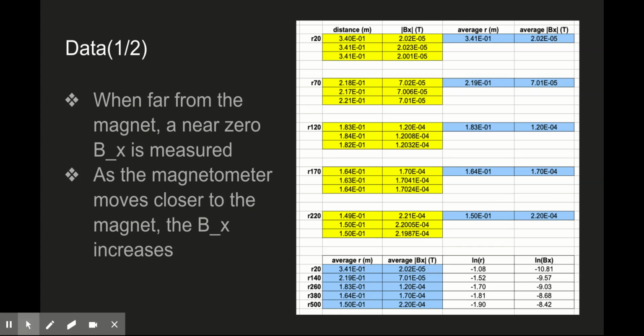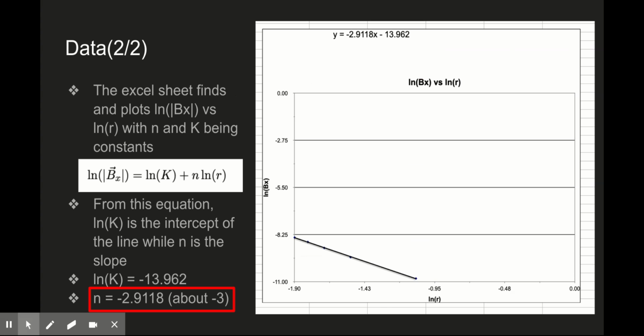So here's the data I found on the right, and the finding I had was that when the magnetometer is far from the magnet, a near zero x component is measured, and as the magnetometer moves closer to the magnet, the x component increases.